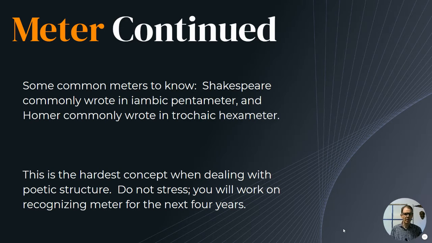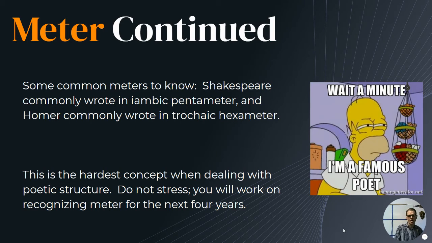Those are Shakespeare. He wrote in iambic pentameter. We've talked about this before. It's groups of stressed and unstressed syllables. So a foot, we have 5 feet, so penta, 5, right, of iambs, which is a stressed and an unstressed syllable. So Shakespeare wrote in that. Homer wrote in trochaic hexameter, right? So this is the hardest concept when you're dealing with poetic structure. Again, you'll deal with it a little bit more as you move on to your sophomore and senior year. All right.